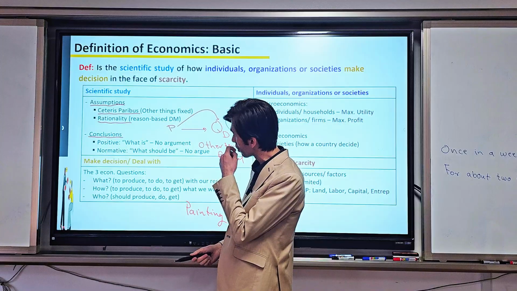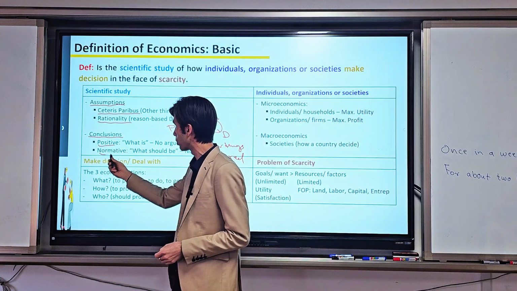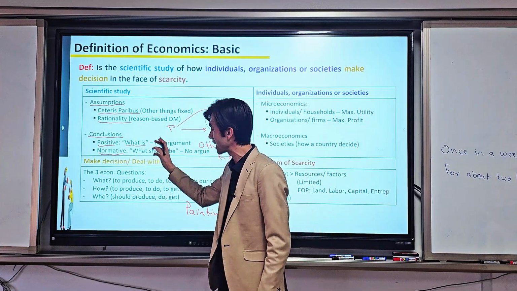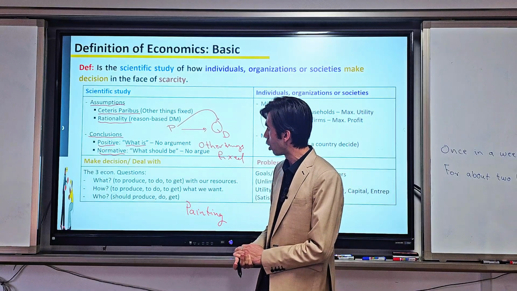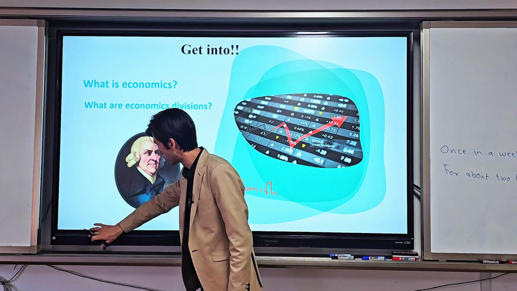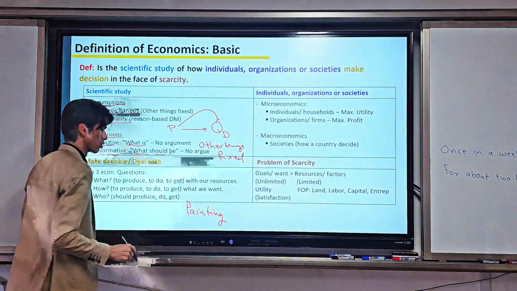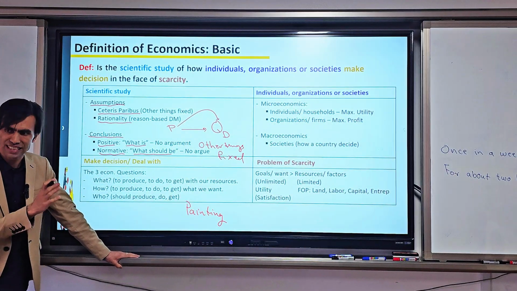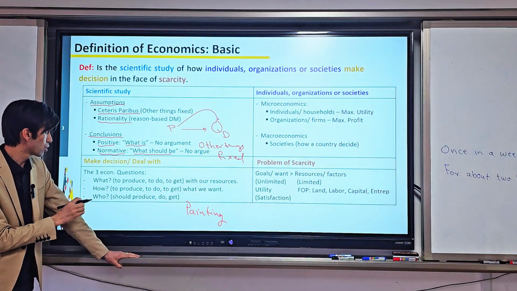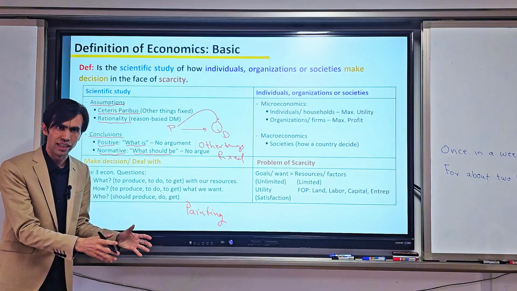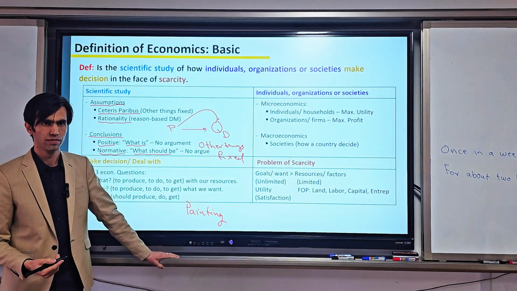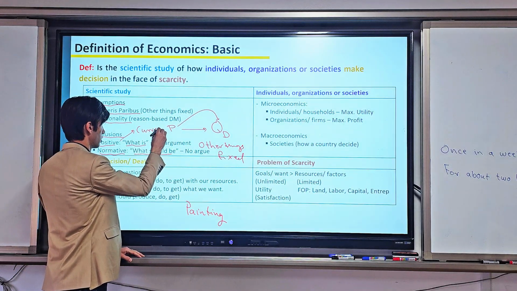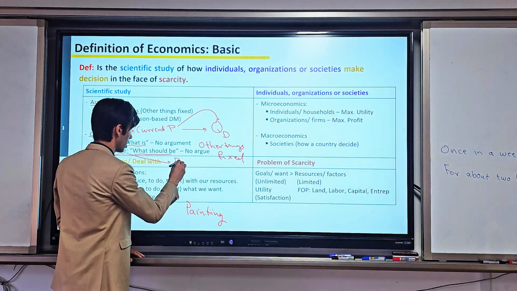In conclusion, we have two types of conclusion, positive conclusion and normative conclusion. In economics, we have positive economics and normative economics. In a positive conclusion, we only say what it is. But in a normative conclusion, we say what should be. In what it is, we just analyze the current situation as it exactly is. But when it comes to normative economics, we think, okay, this is like that, but how can we improve it? So mostly in positive economics, we think about the current situation, and in normative economics, we think about how to make the future better.